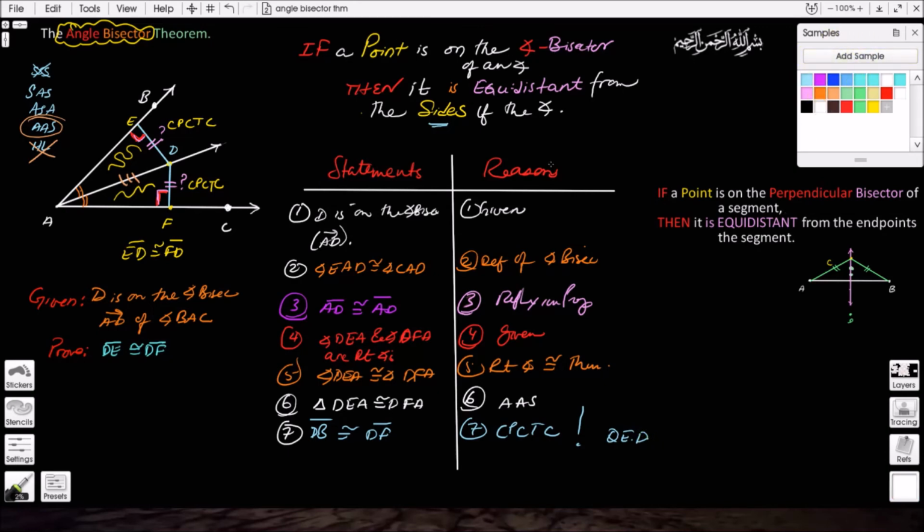Both of these theorems, the perpendicular bisector theorem and the angle bisector theorem, are very important. Next time, inshallah, we'll talk about the converse of the angle bisector theorem. But again, the summary: the angle bisector theorem states, if a point is on the angle bisector of an angle, then it is equidistant from the sides of the angle.